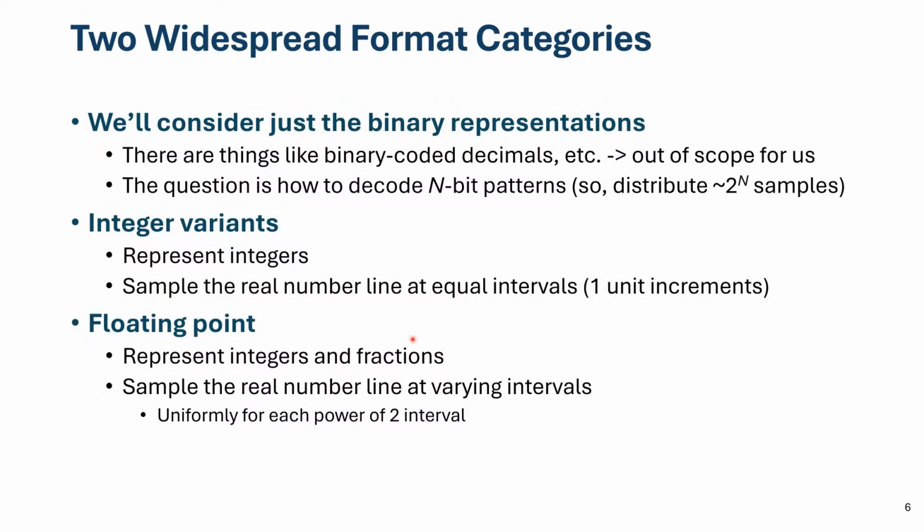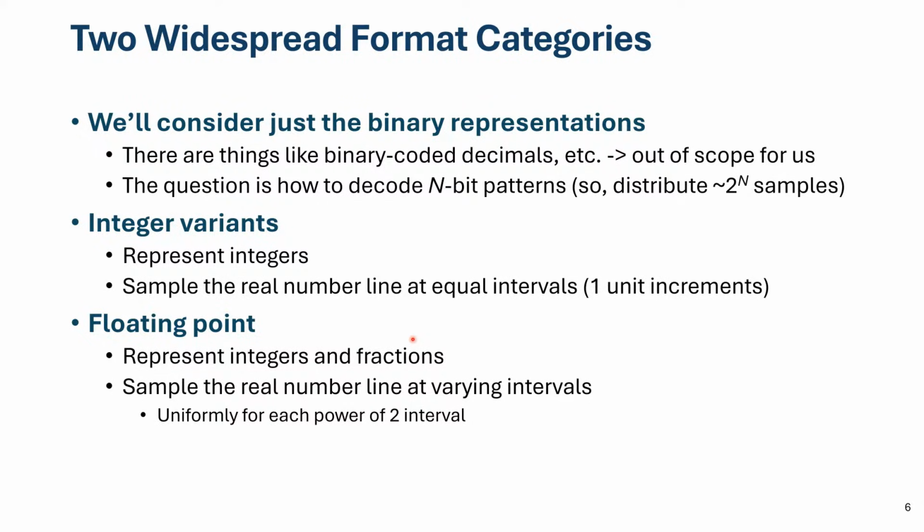All right, so I would say there are two widespread format categories, and we'll just talk about the binary representations, right? There are things like binary coded decimals and so on, but they're out of scope here. And if we talk about binaries, then we'll have some number of bits. So n-bit patterns, which basically means we have 2 to the n encodings of binary strings. And then the question is, how do those strings represent numbers on a real number line, right? The two categories of representations would be integers and floating point. And there are more things beyond that. I think I'll have one graph without going into details. We can talk through that.